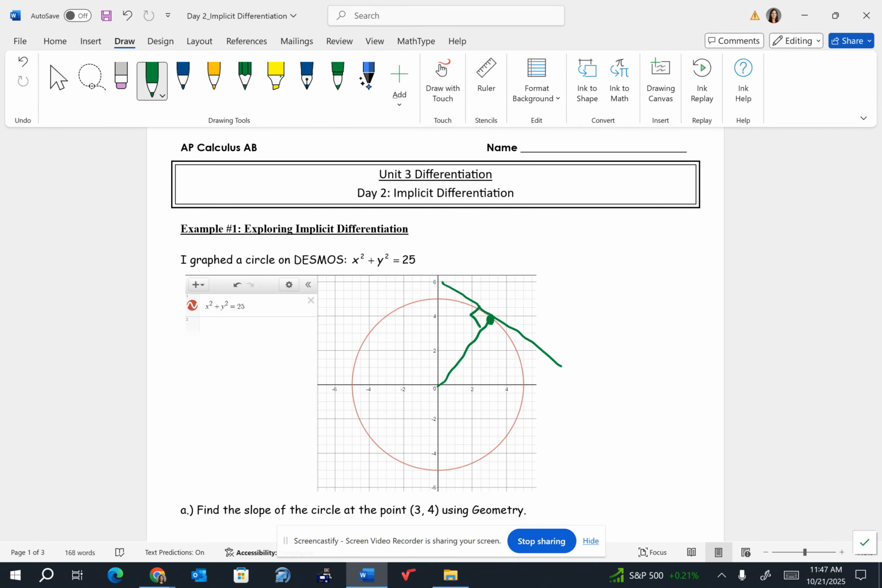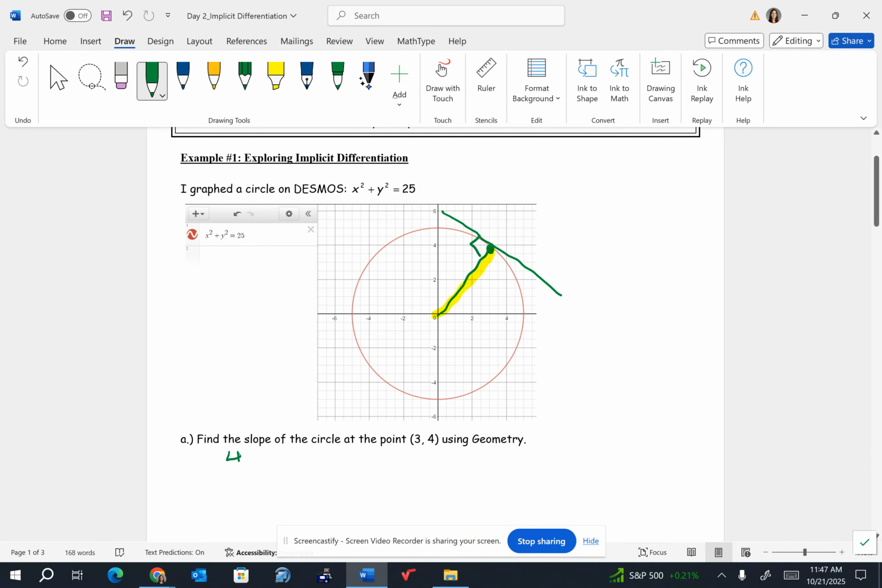So if you find the slope of the radius, which is 4/3, the tangent line should be perpendicular, so its slope is the opposite reciprocal. So the slope of the tangent line should be -3/4.